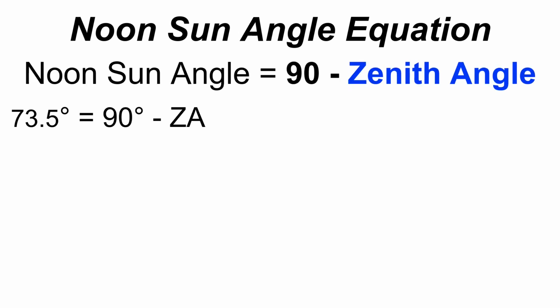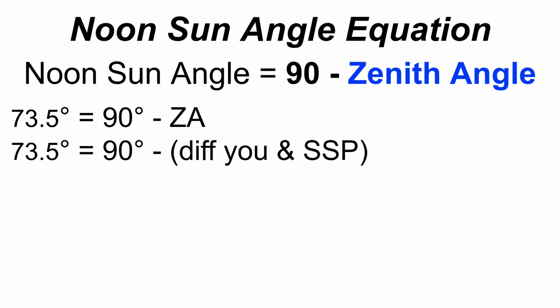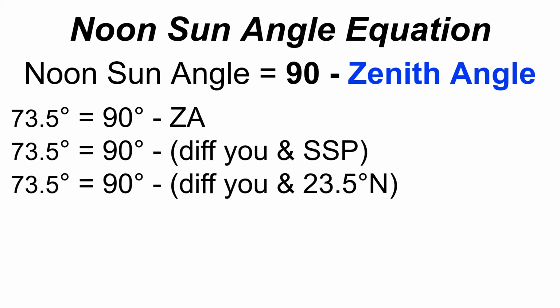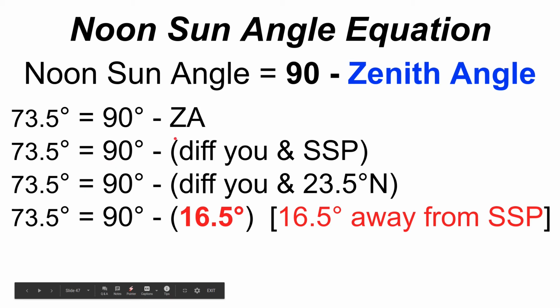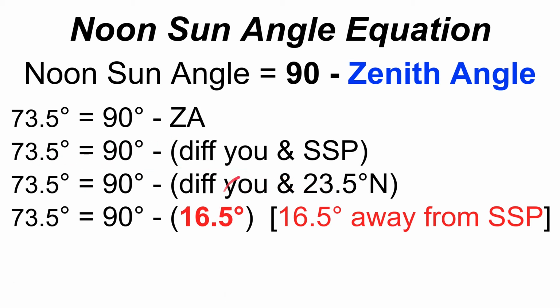We know that the noon-sun angle is 73.5 degrees. We know that we are 16.5 degrees away from the subsolar point. 90 minus the zenith angle equals 73.5. The difference between our latitude and the subsolar point, 90 minus that difference, is 73.5. So solving for that, we get 16.5. So that tells us we're 16.5 degrees away from the subsolar point.